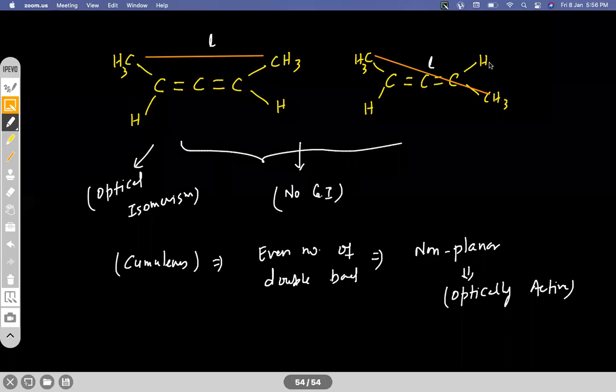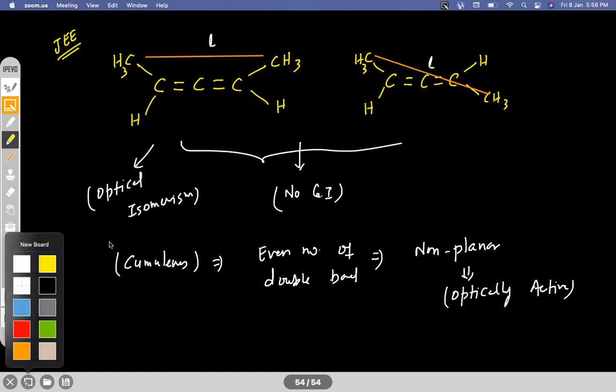Okay. So we discussed this. This one is important from the JEE point of view also. JEE, they have asked this question many times in the exam. NEET, they have also asked in NEET as well. Okay. Now we see the properties of geometrical isomerism. Two things are left: properties, and the number of GI, how do we count. Properties of GI.